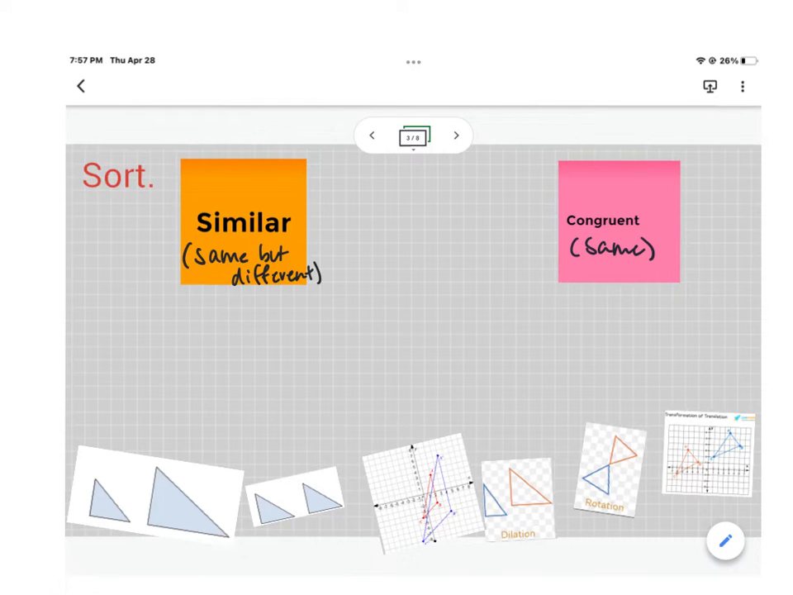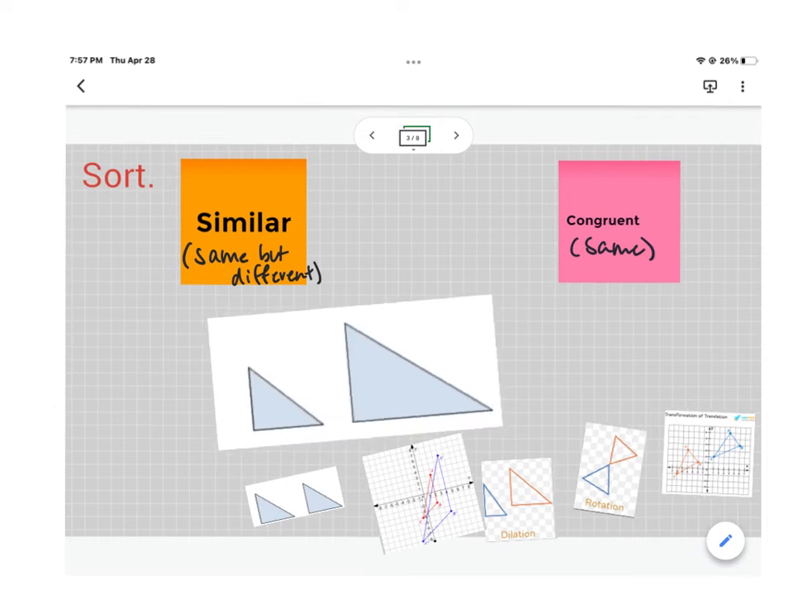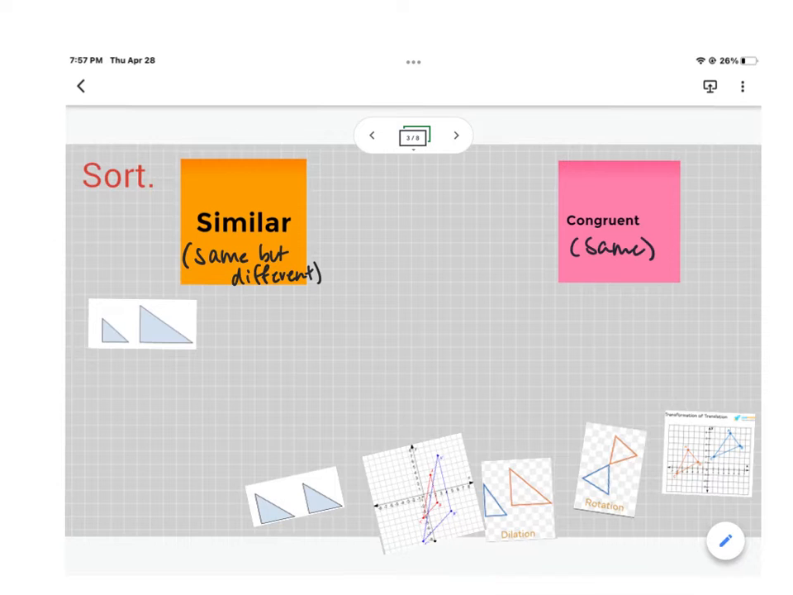For your purposes, similar is going to mean same shape, different size. Same but different. And congruent means exactly the same. They don't have to be in the same spot, but they just need to be the same size. So similar, they look the same, but they're different. Congruent, they're exactly the same. So this one, 2 different size triangles, they're going to be similar.